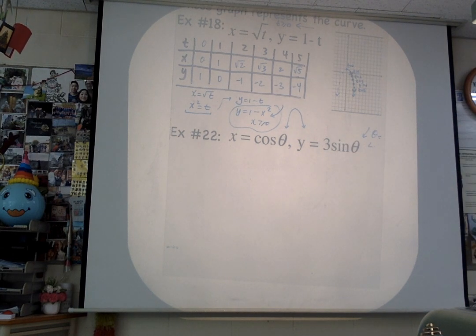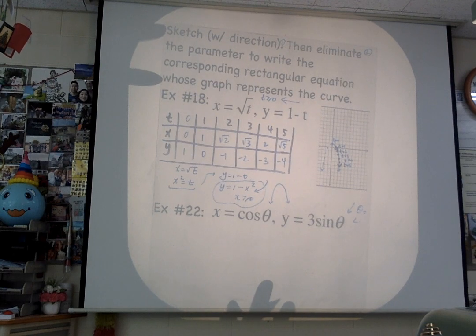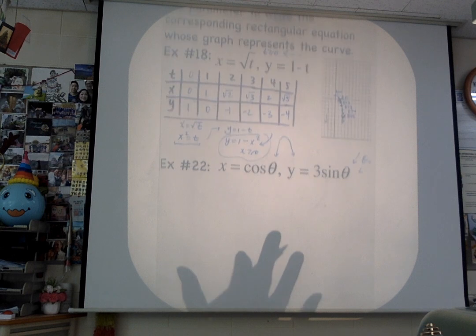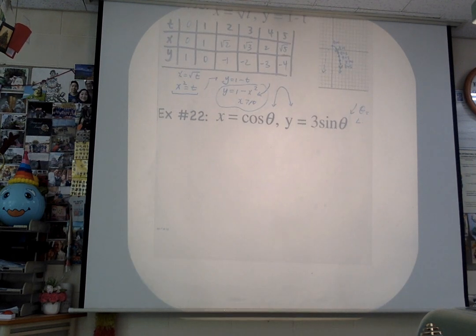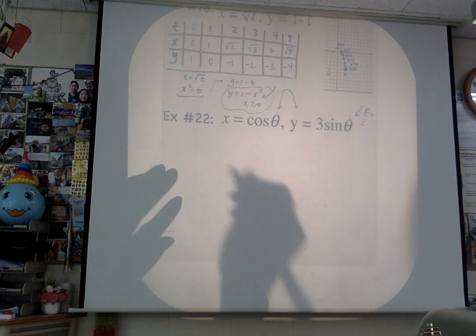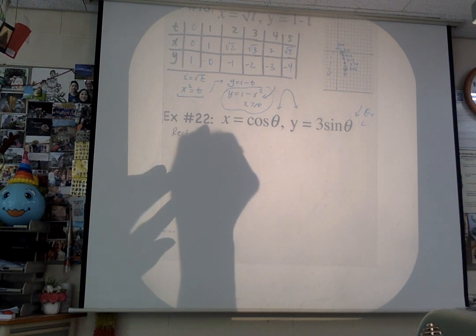Right, so the first thing we're going to do is, okay, our instructions are here. Same instructions. Sketch with direction, then eliminate the parameter to write the corresponding rectangular equation whose graph represents the curve. Alright, so let's do this. Let's actually go ahead and write rectangular first. I think you'll have a better idea, okay? Let's do rectangular first.